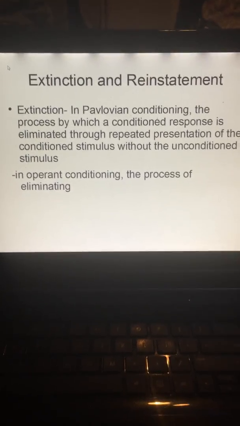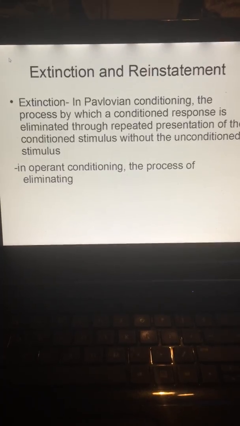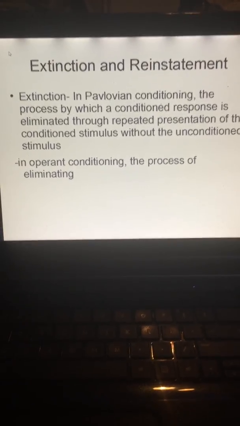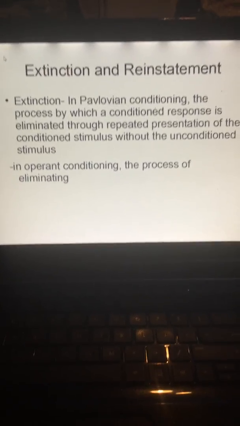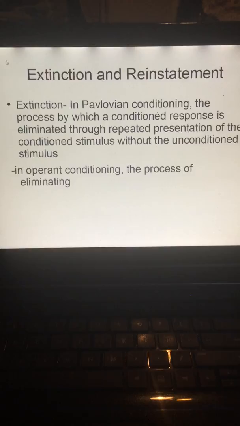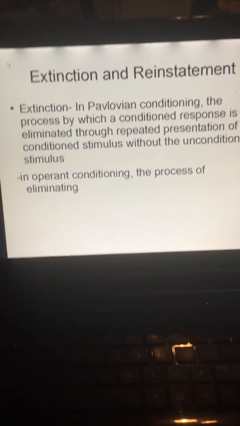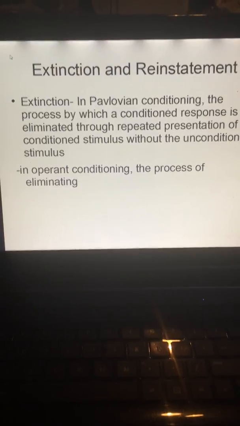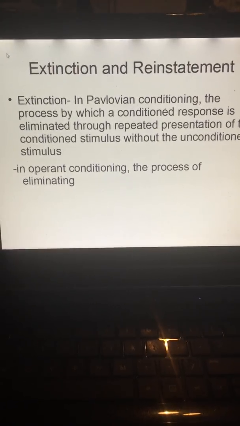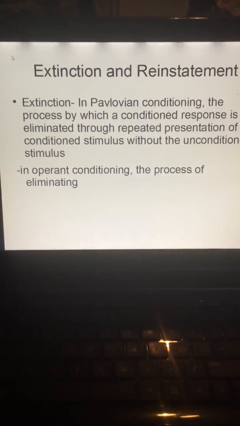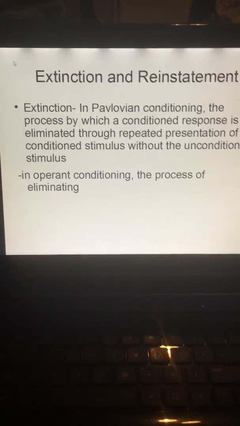Now, then there's operant conditioning. Extinction can occur in operant conditioning too. You see this a lot in split parent households. What happens is, if a child knows he can get away with doing something at one parent's house but not at the other parent's house, the child may not always learn the behavior.